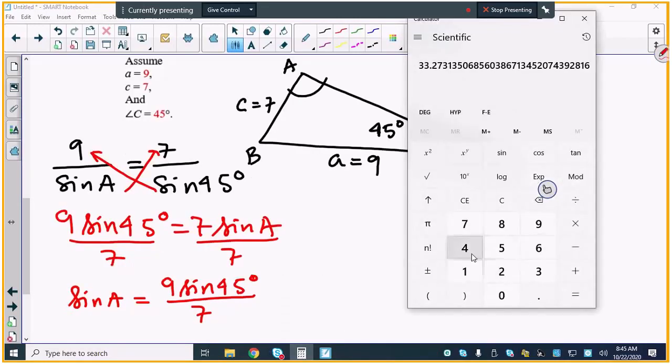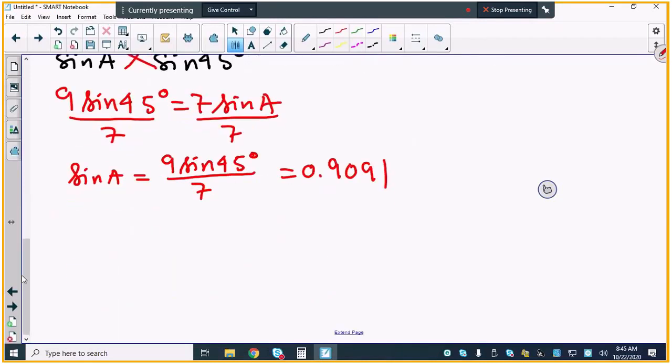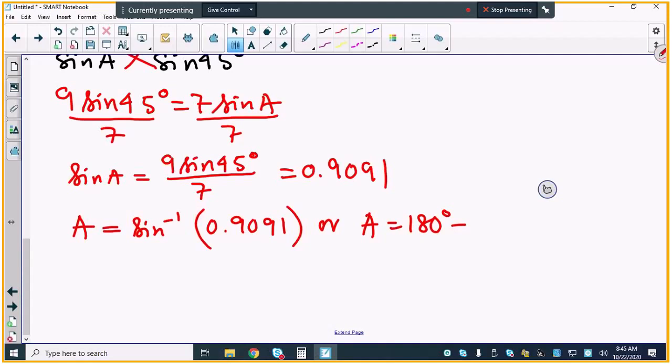Okay, so 45 degrees, take the sine of that, multiply by 9, divide by 7, rounded to 4 decimal places, I'm going to get 0.9091. And then remember, we're going to find the sine inverse of this thing, and also remember, your answers are going to be either the arc sine or the sine inverse of this value, 0.9091, or it is going to be 180 degrees minus the sine inverse value, the first quadrant and the second quadrant.